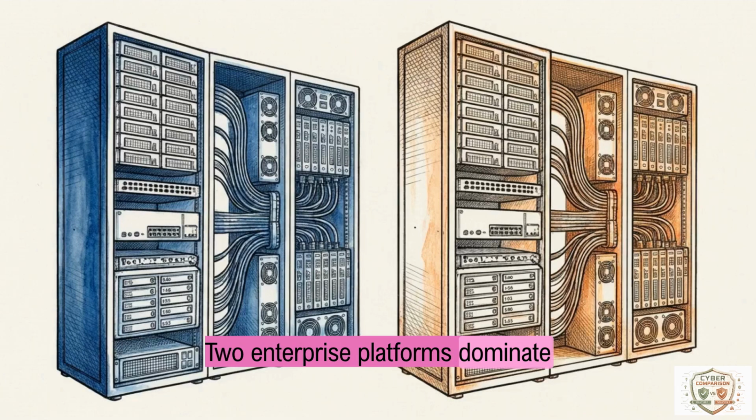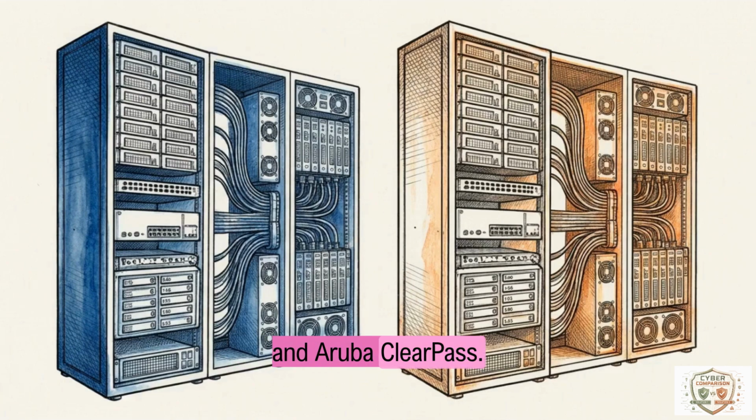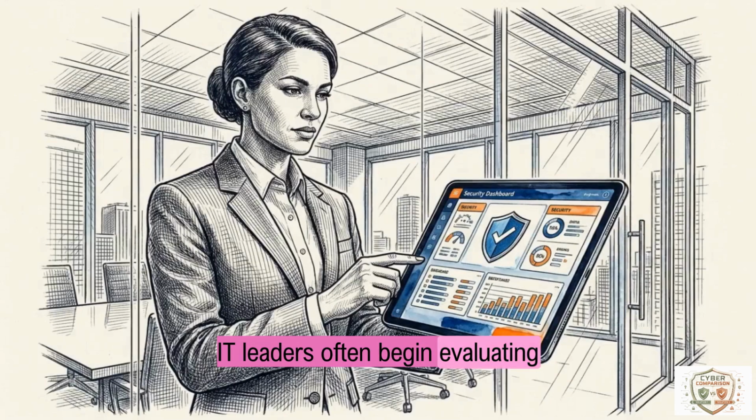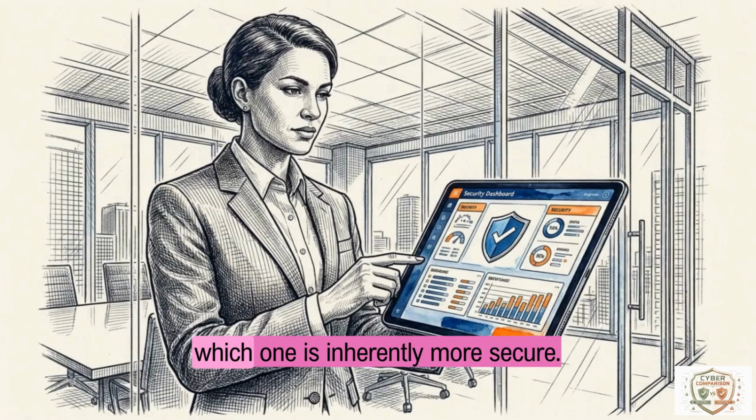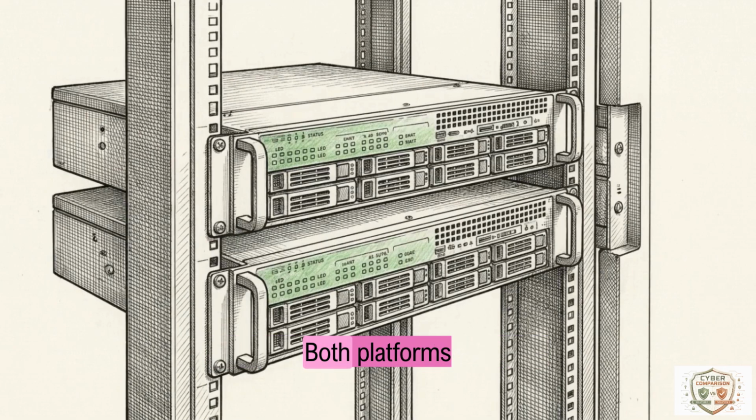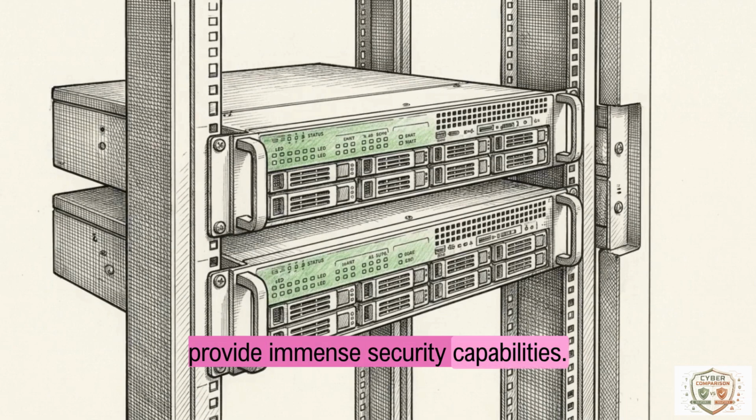Two enterprise platforms dominate this space, helping organizations execute this complex mathematics at scale: Cisco Identity Services Engine, or ISE, and Aruba ClearPass. IT leaders often begin evaluating these tools by trying to determine which one is inherently more secure. That is the wrong question to ask. Both platforms provide immense security capabilities.